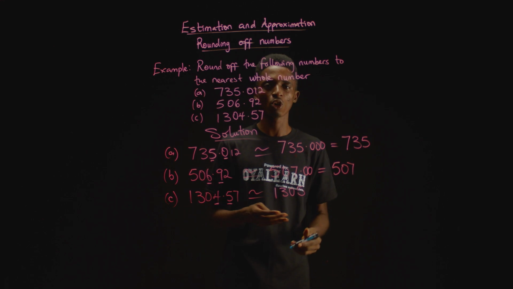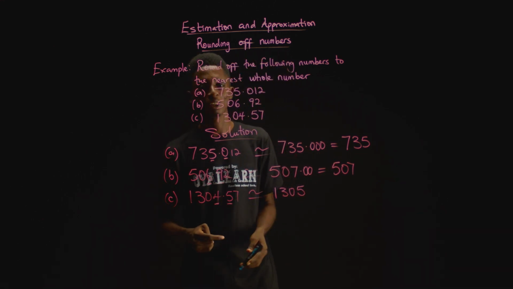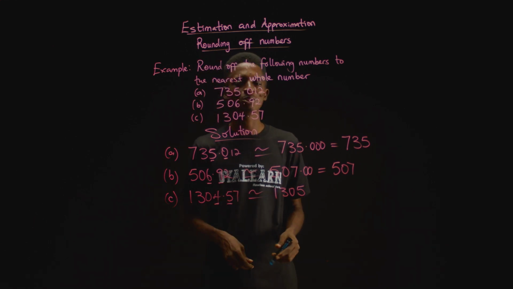Of course, every other thing becomes 0, but since we are rounding to the nearest whole number, it means we can keep our number like this. That's the solution to this problem.